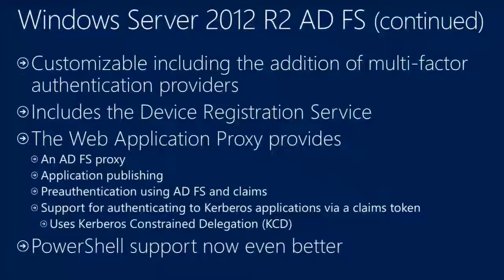And then you've got customization, so multi-factor authentication providers. The default setting is it'll allow you to use certificates as your second factor. But you can use the phone factor, you can add that, you can add other third-party mechanisms as well. It includes a device registration service. What is the device registration service? It's for joining a device, all right? So it manages the workplace join.